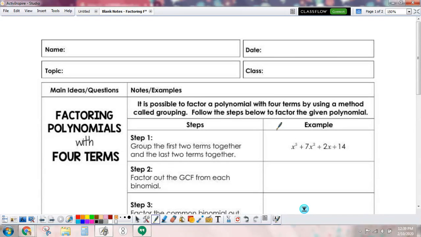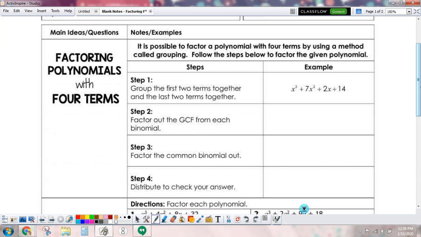So we're going to be talking about factoring polynomials with 4 terms, and it is possible to factor a polynomial with 4 terms by using a method called grouping. We're going to use these 4 steps as shown here to do this. So step 1 is to make sure you're grouping the first 2 terms together and the last 2 terms together.